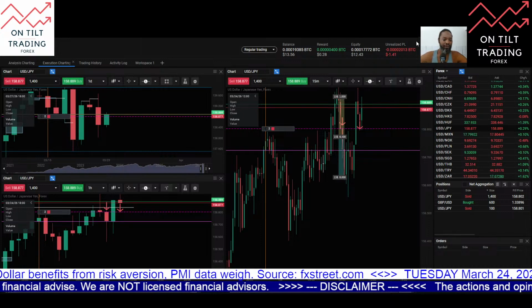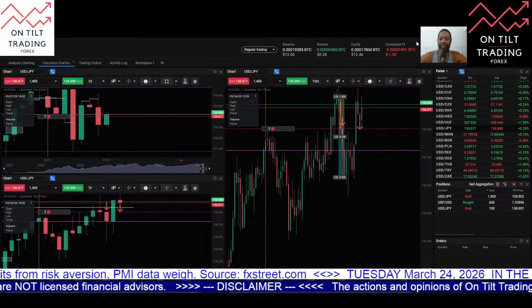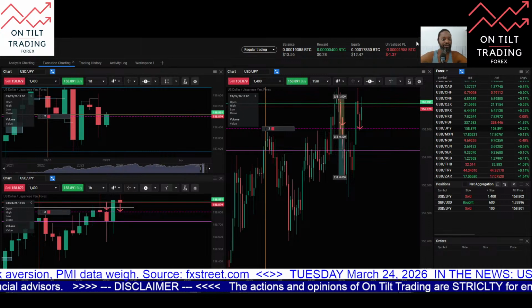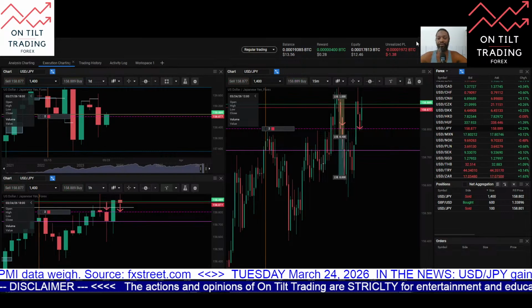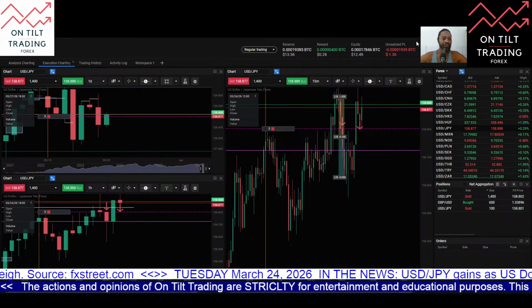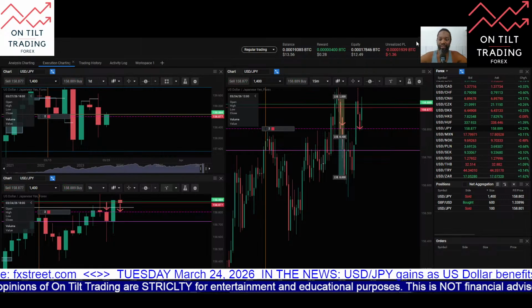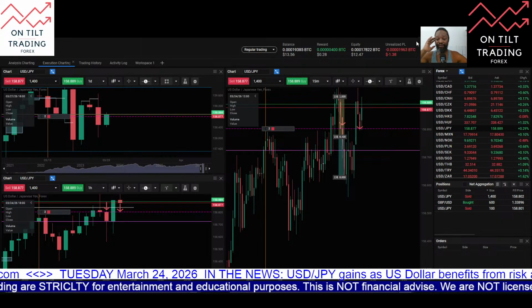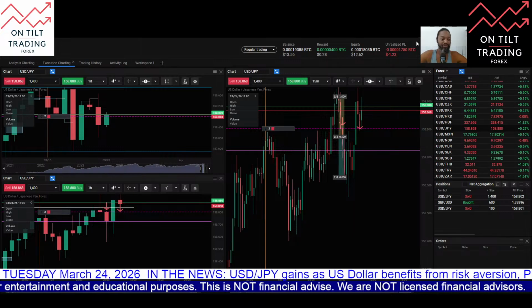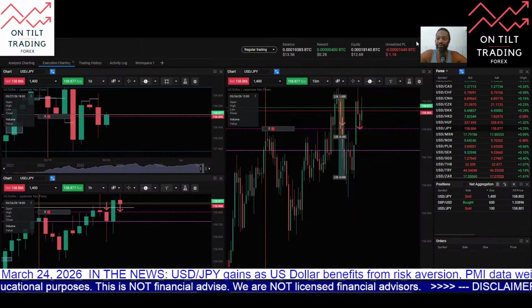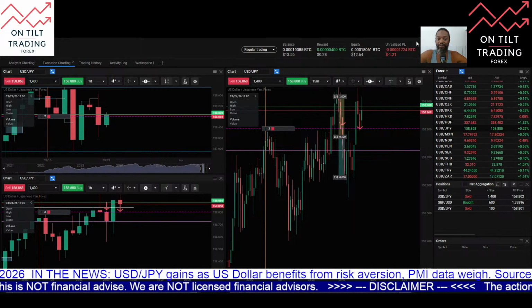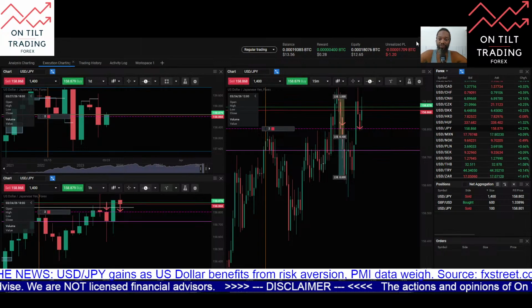So this is a version of the fractal model here, and I'm using the daily, the 1 hour, and the 15-minute. The 5-minute could be used, but for this particular model, the 15-minute is used just to reduce the noise.